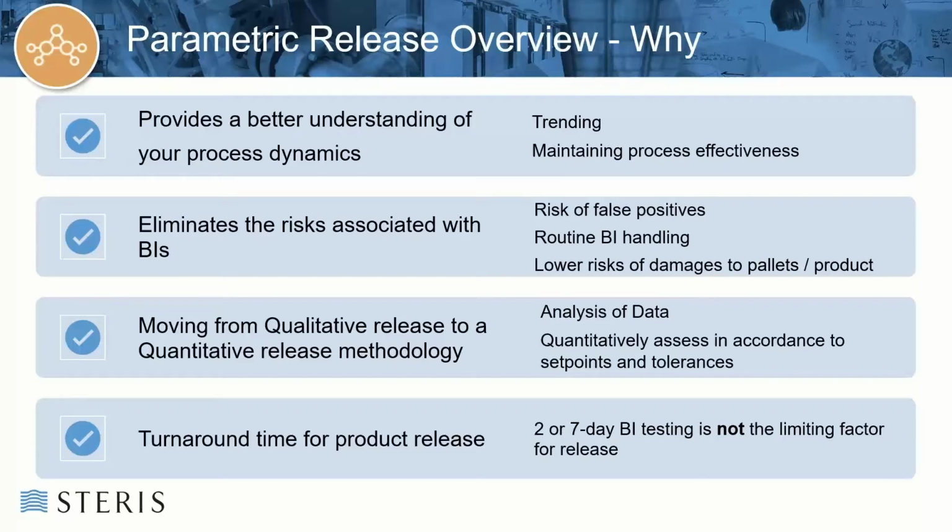The last advantage here is you get a faster turnaround time. And as you all know in the market, speed to market is money saved. So instead of waiting for a 2 or 7 day BI release, this is not the limiting factor in this case. So where can you find the requirements?